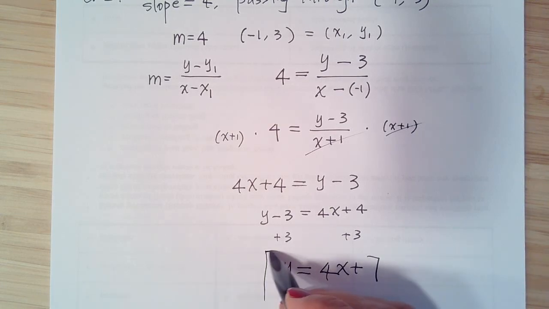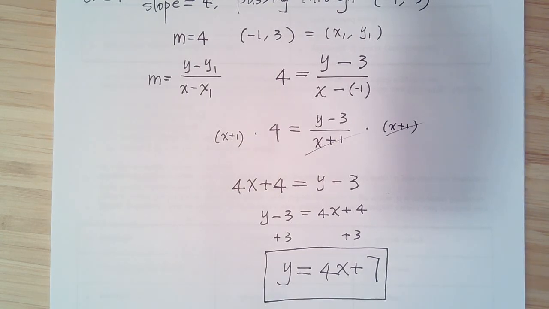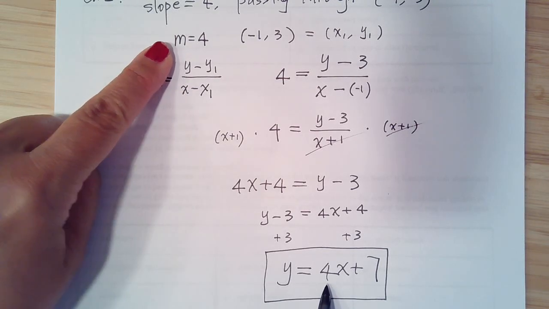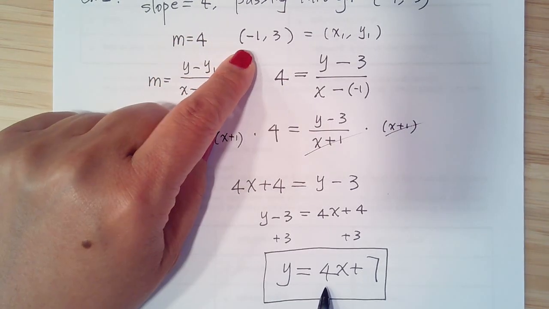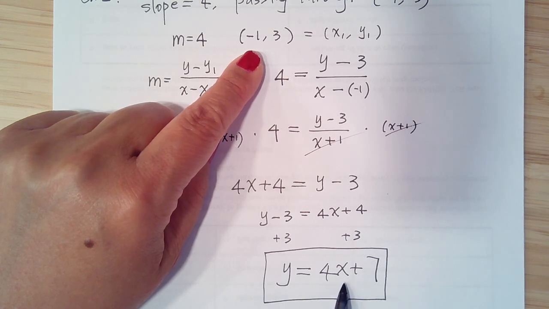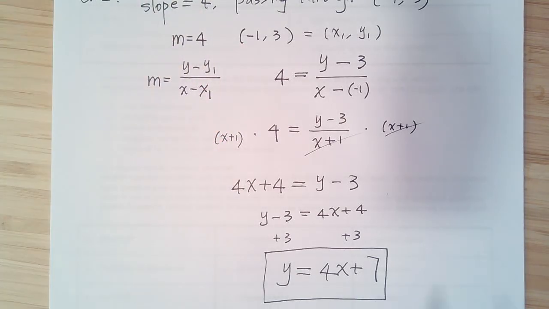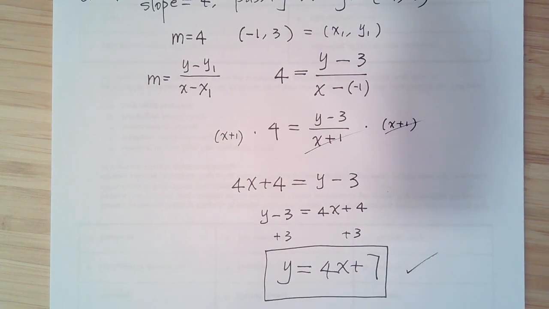This is my equation. The good thing about that is you can always verify, because look, here's the slope. That's what we know. And when x equals -1, y should be 3. Is that right? When we plug in x equals -1 here, 4 times -1, which is -4, plus 7, yes, it's a 3. So I'm done. Now this is how you find the equation of a line given slope and a point.